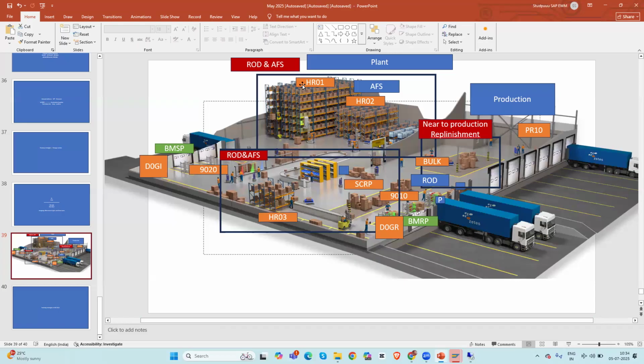I mean to say, not HR0102. I can directly move it to the conveyor belt, and from there I can move it to the respective truck. Clear?